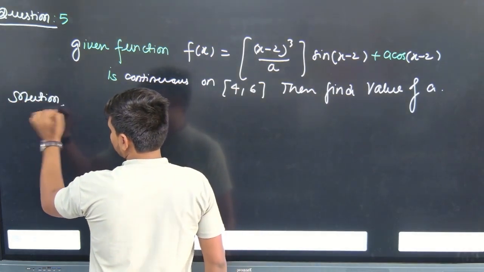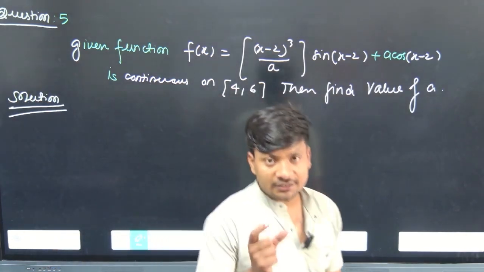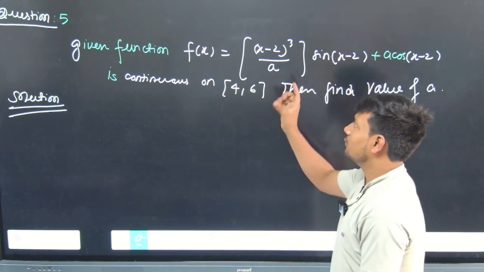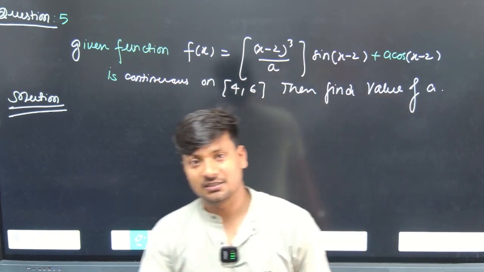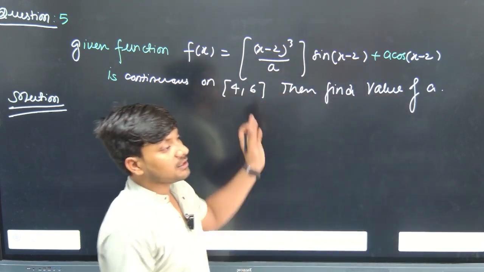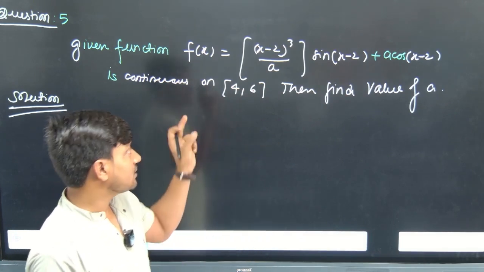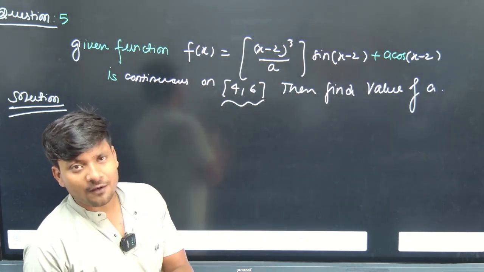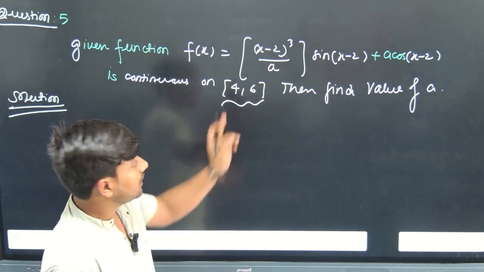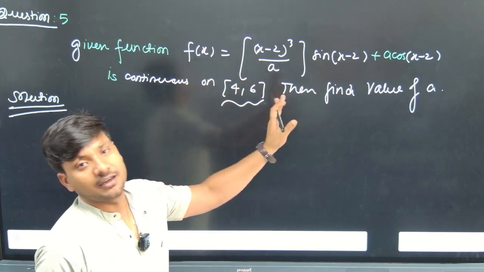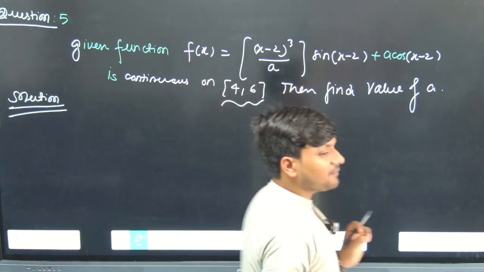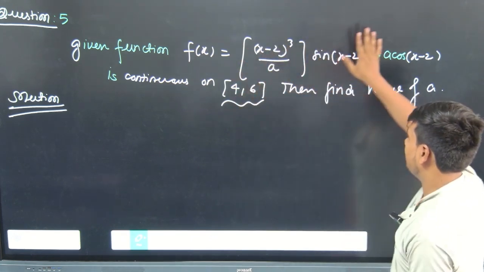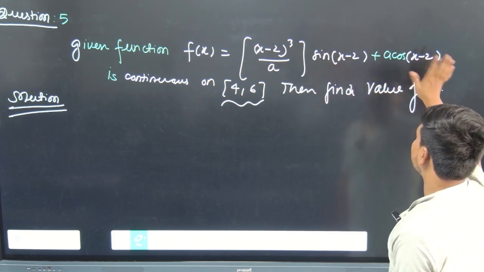So this is a good question where we will see another concept, that how this function is continuous although it involves greatest integer. This is continuous on 4 to 6, so we have to find the required value of a. We have to impose that this function is continuous. Now see the function very carefully. Here we can see 3 functions: one is greatest integer function, another is trigonometric sin x function, and another is cos x function.